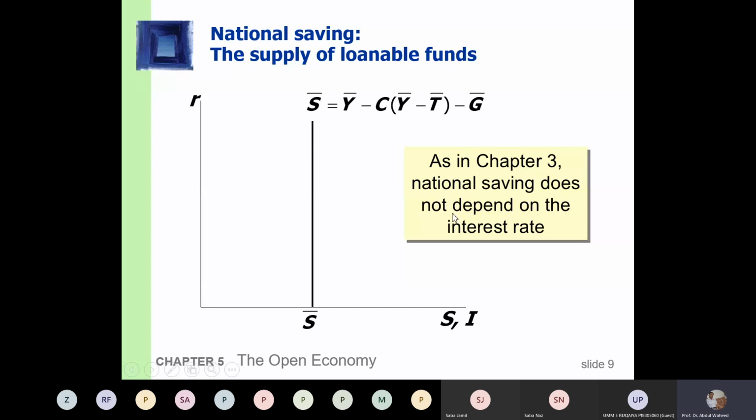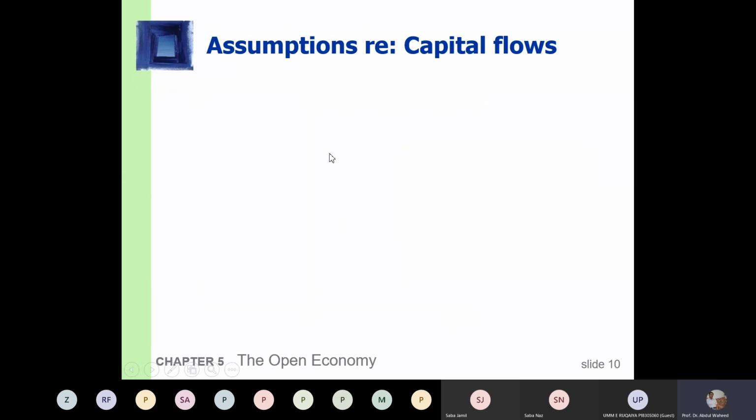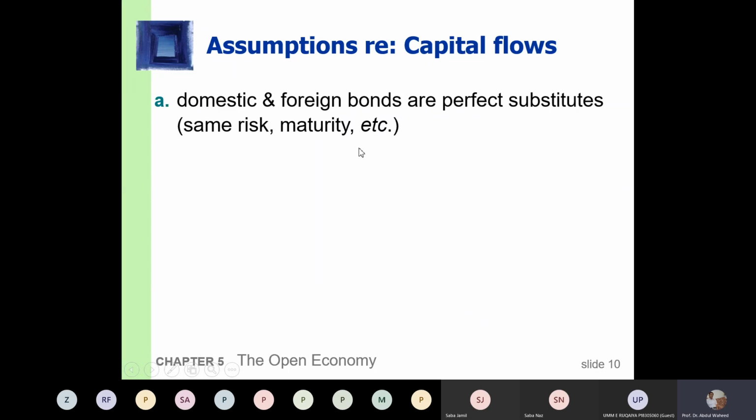National saving does not depend on the interest rate. Okay, that's why we have a vertical line. Then the assumptions. So, capital flows. We are assuming that domestic and foreign bonds are perfect substitutes. So we have the same risk, we have the same maturity.